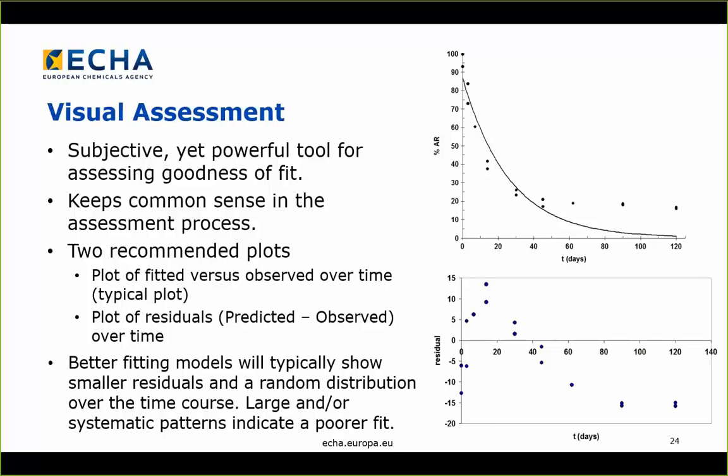Okay, and obviously better visual fits will be seen when your model most closely matches your observed data, but better fitting models will typically show smaller residues, and those residues, when you look at the residual plot, will be randomly distributed over the course of time. If you see large and systematic patterns in your residuals, then that can indicate a poorer fit.